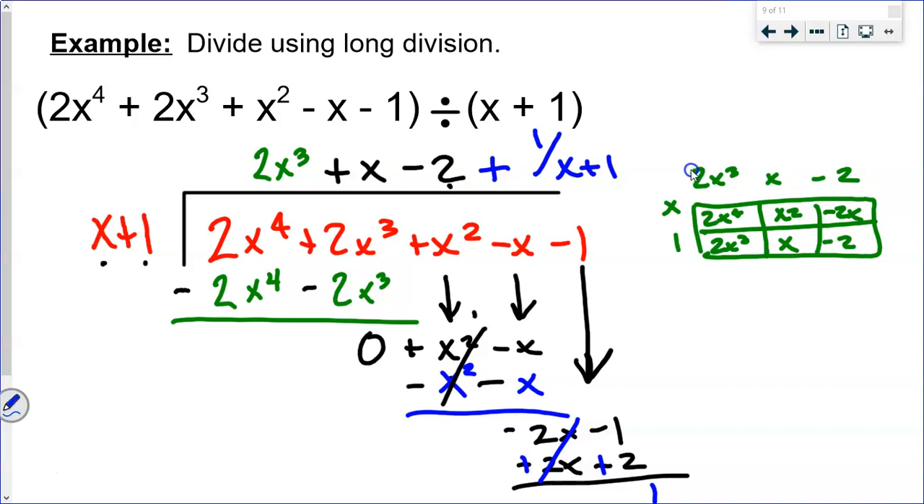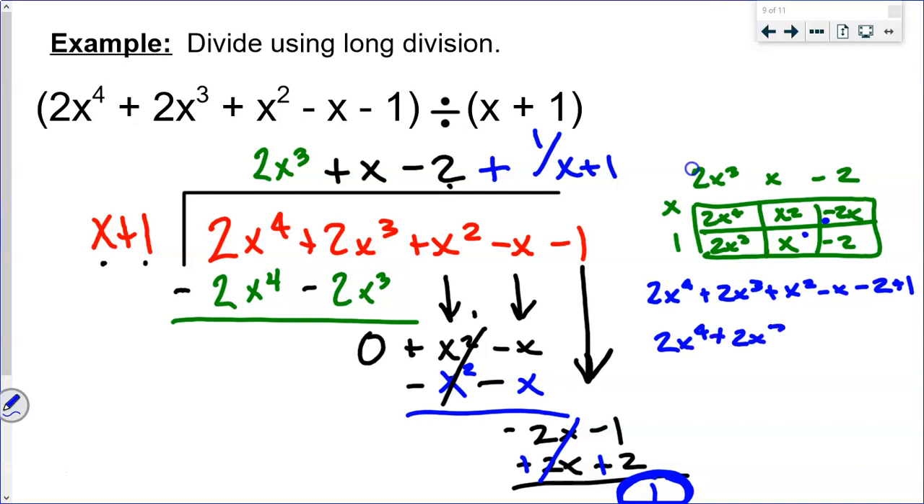We don't have as many like terms here, so we have 2x to the fourth plus 2x to the third plus x squared. We got some like terms right here. Y'all see that? That's where our minus x is. And then we got this minus 2 here, but remember, we had a plus 1 down here, didn't we? So if we add that 1, that's how we get to our final answer, 2x to the fourth plus 2x to the third plus x squared minus x minus 1. So now it does look like that, doesn't it?